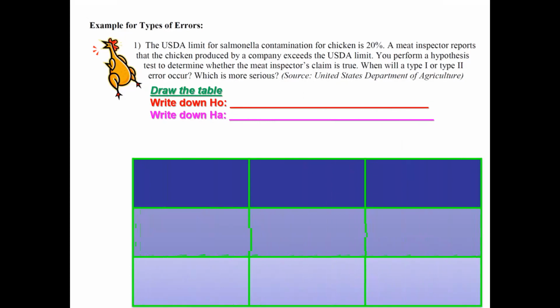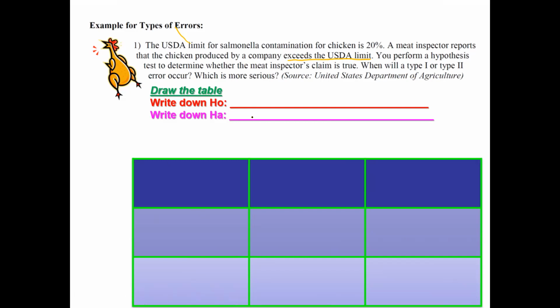All right, so let's talk about this. Now that you saw the background of this, the USDA limit for salmonella contamination from chicken is 20%. A meat inspector reported that the chicken produced by a company exceeded the USDA limit, which means they have a really dirty facility. You perform a hypothesis test to determine whether the meat inspector's claim is true. When will a type 1 or type 2 error occur? Which is more serious? So we need to draw a table, and then we need to go ahead and write down the null hypothesis and also the alternative hypothesis, okay?